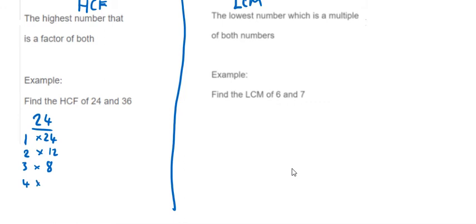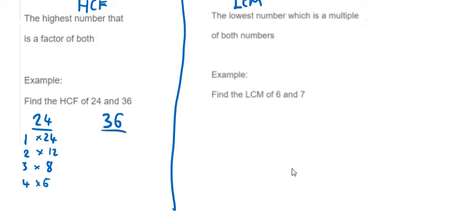So 4 times 6 is 24. Then we try 5, but 5 doesn't multiply by anything to give 24. So then we'll move on to 6. But you can see 6 is already in the list here. So therefore, because you've gotten that far, you know that there are no more factors. So 1, 2, 3, 4, 6, 8, 12 and 24 are all factors of 24.